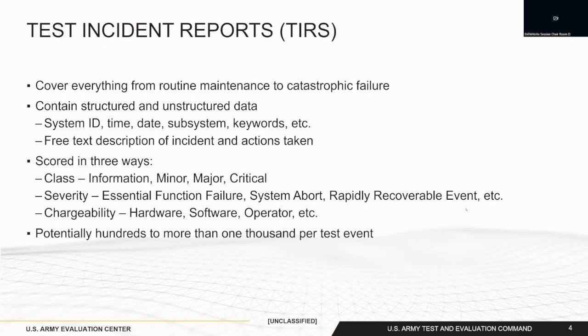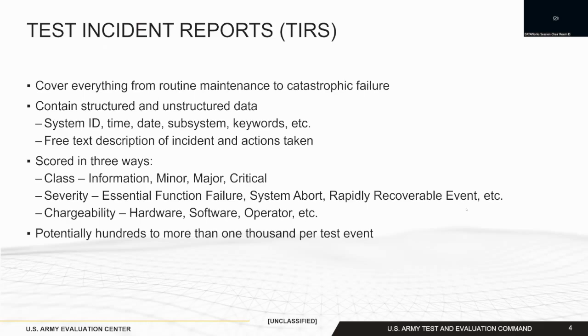Sometimes, again, the quality of the TIRs can vary from test event to test event, depending on who's running it and the data collectors who capture it all. And then the evaluators score tests in 3 ways. They first have a class. They could be information TIRs, meaning they're just there for bookkeeping purposes. They can be minor, major, or critical. Those are fairly self-explanatory. Although the exact lines between what's considered minor, major, and critical can be a little bit fluid.